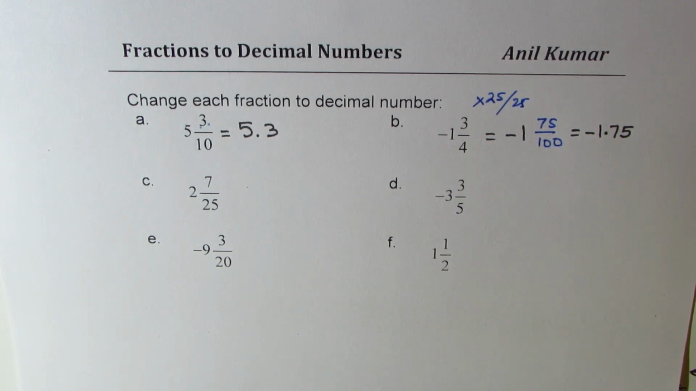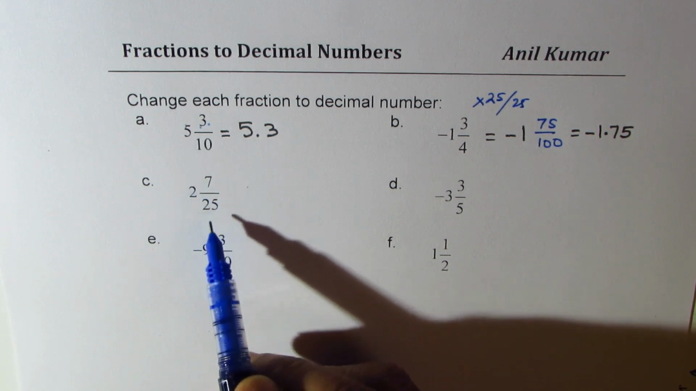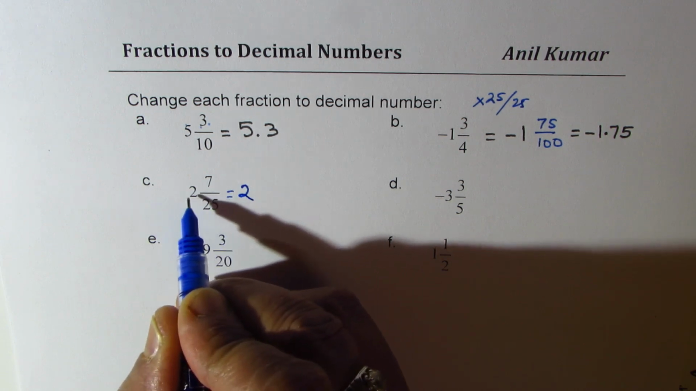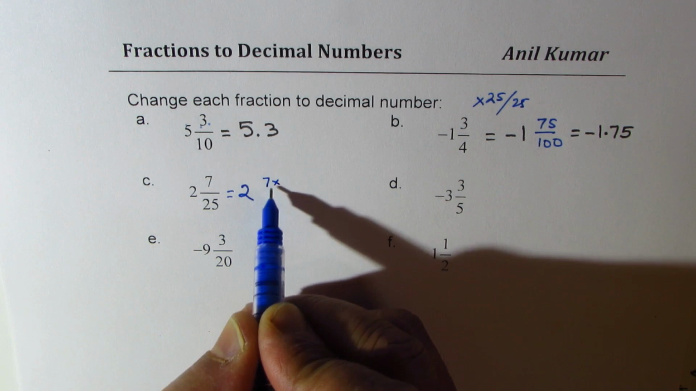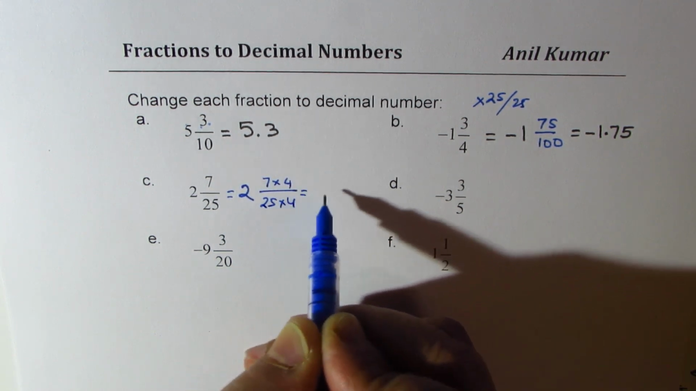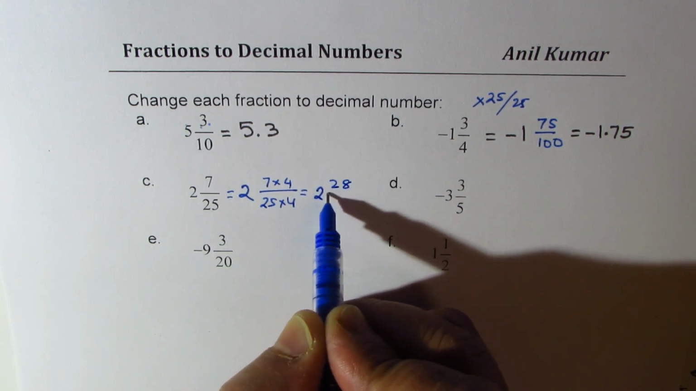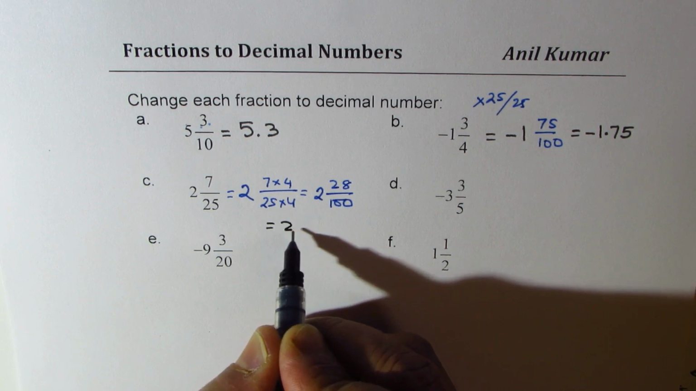So I'd like you to try the rest, 4 examples. What you should do, like we did previously with the fraction part, we'll repeat the same process, keeping the whole number as such. 7 over 25 means 7 times 4 and 25 times 4. So that gives you 7 times 4 is 28 over 100. Do you see this? And that could be written as equal to 2.28.